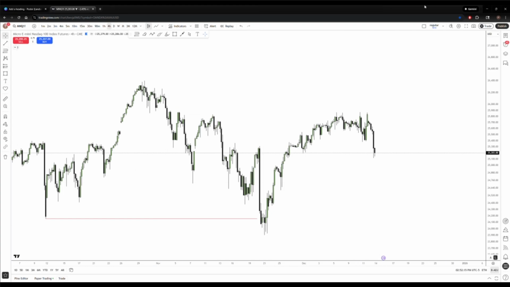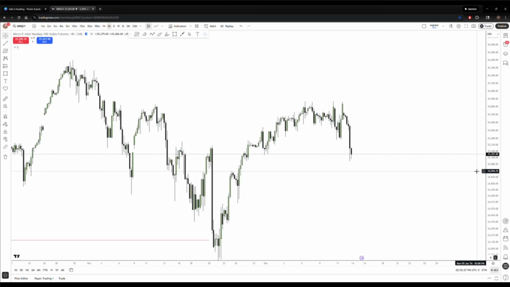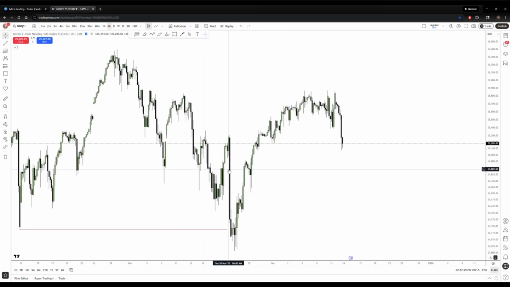Your higher time frames, monthly, weekly, daily, those are your most important time frames. Those are your key levels. That's where your key levels are. That's where you're going to see reactions.